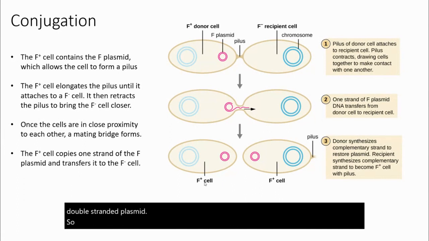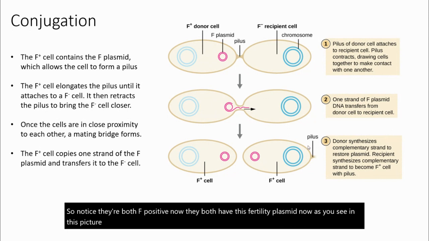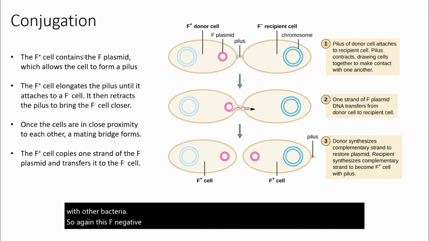So now notice they're both F positive. Now they both have this fertility plasmid. Now, as you see in this picture, this other cell can now form a pilus as well, and then go and share this plasmid with other bacteria. So again, this F negative cell has acquired DNA from a neighboring cell. So it's horizontal gene transfer.